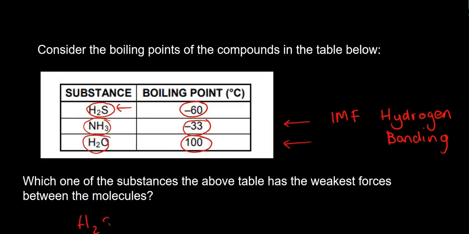So even if you had forgotten about the hydrogen bonding, you look at the boiling point. The lowest boiling point of a substance means that substance is going to have the weakest forces between its molecules. Its intermolecular forces are going to be really weak because less energy is needed to overcome those intermolecular forces.